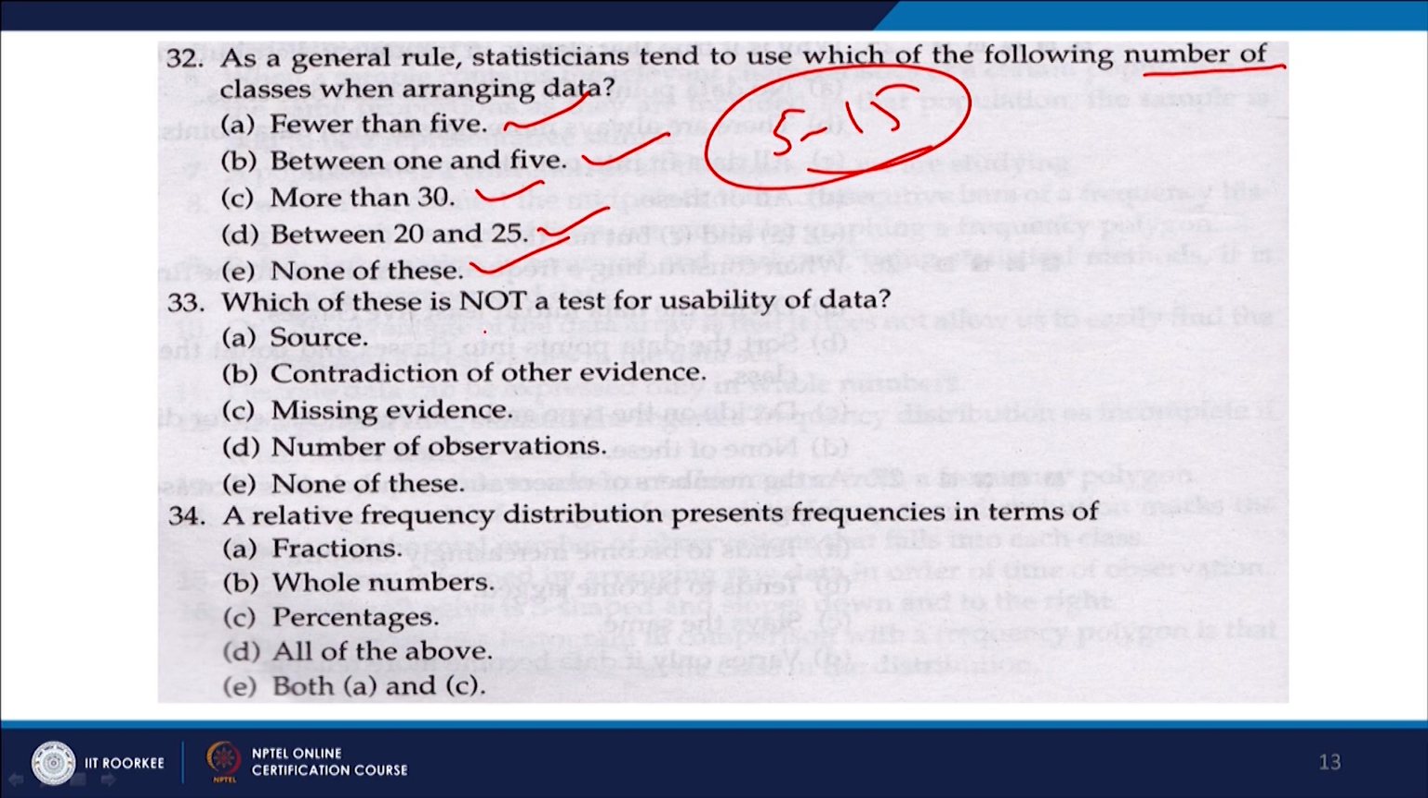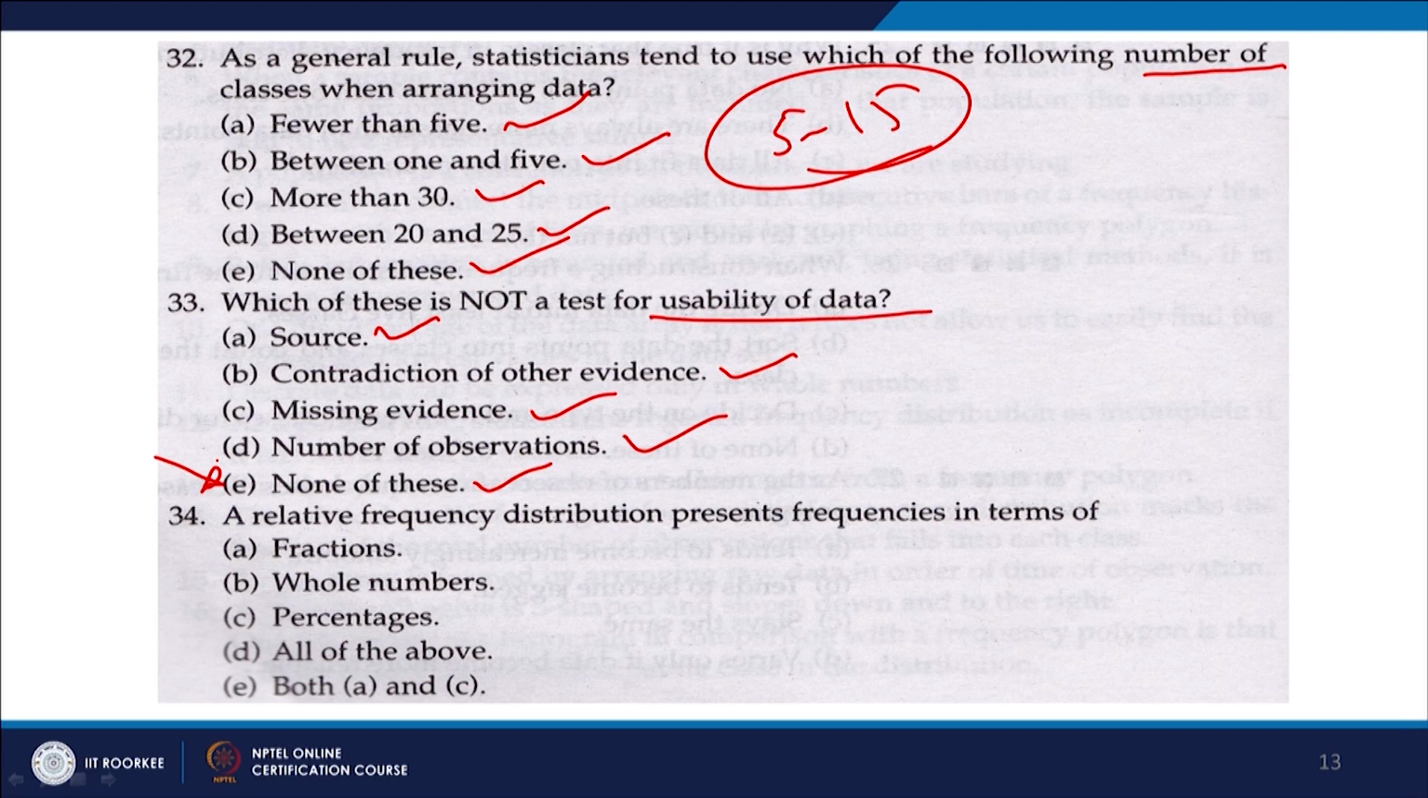Which of these is not a test for usability of data? Source, contradiction of other evidence, missing evidence, number of observation, none of these. So, none of this is the answer to this question, right.